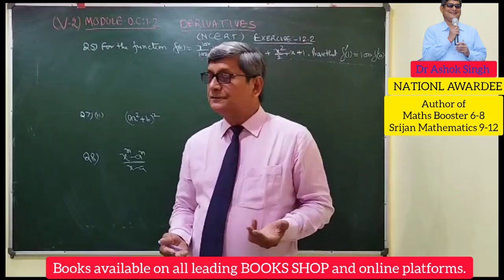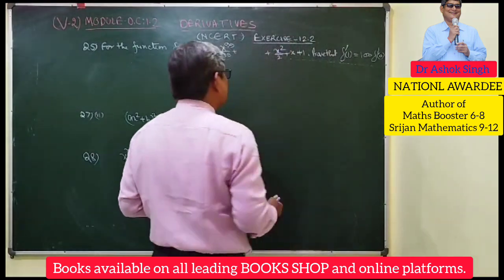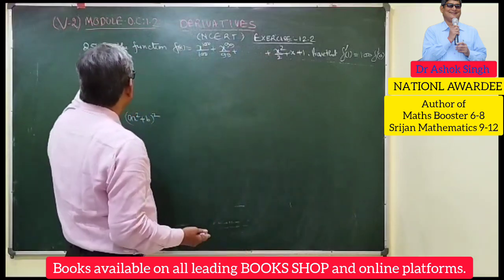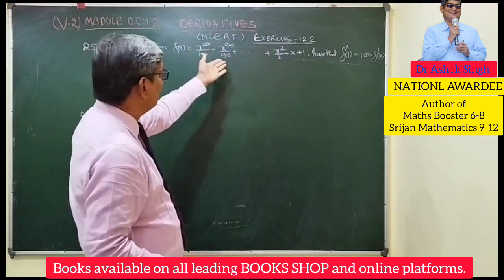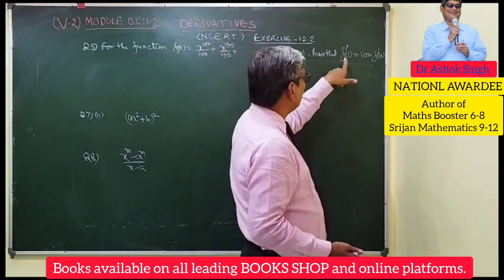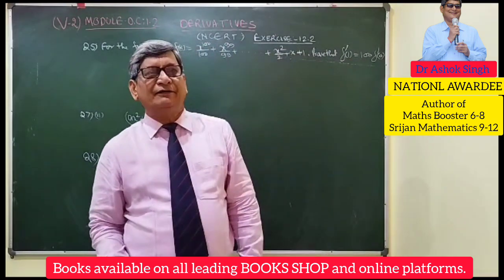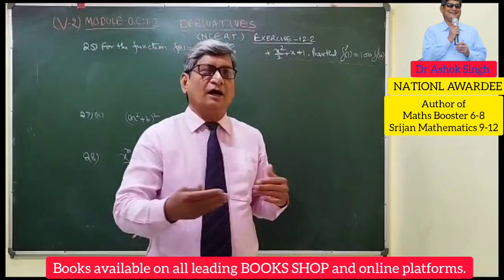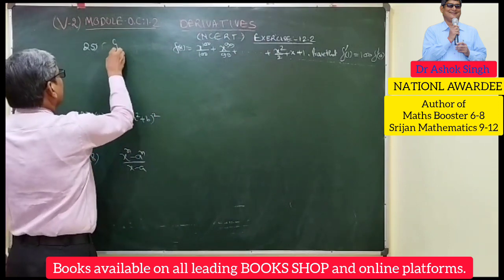So the very first question is NCERT exercise 12.2. I am talking about the new edition of the book. You are given the function f(x) is equal to x to the power 100 by 100 plus x to the power 99 by 99, and so on, up to x square by 2 plus x plus 1. Then you have to prove that the derivative of f at 1 is equal to 100 multiplied by the derivative of f at 0. You have to put the value of x as 1 or 0.